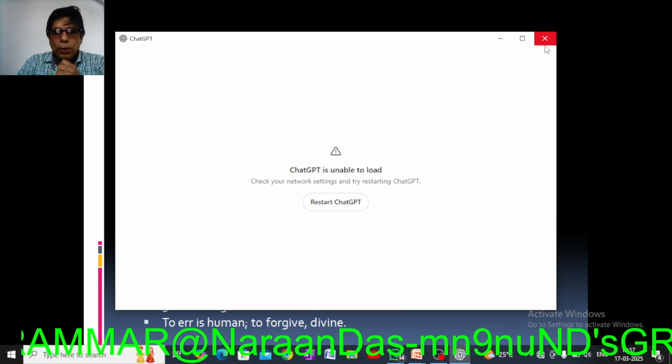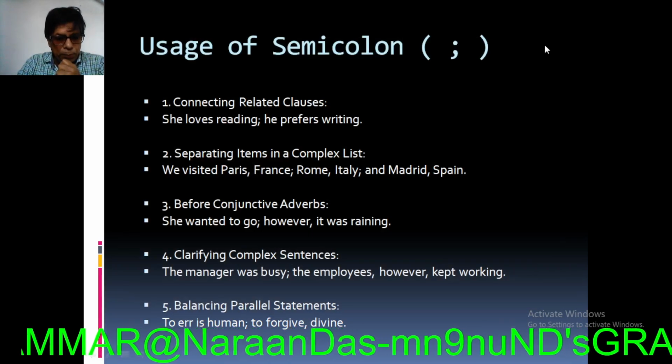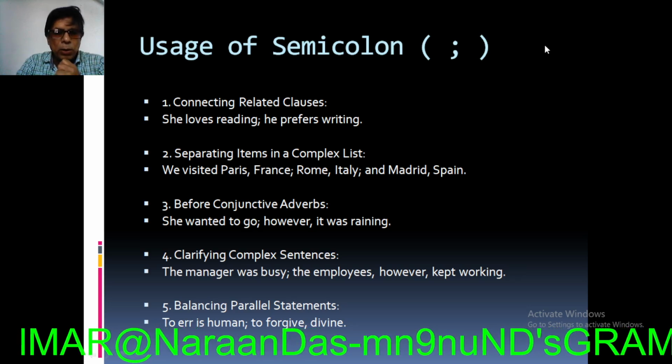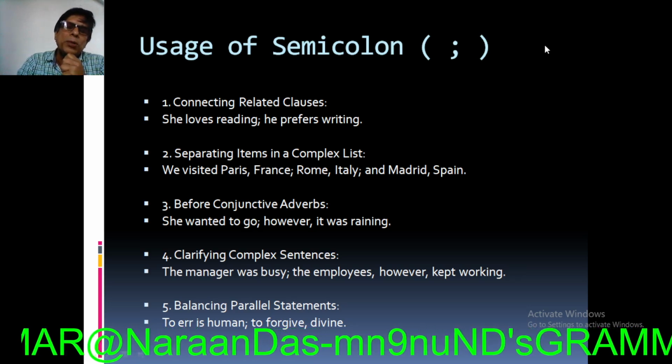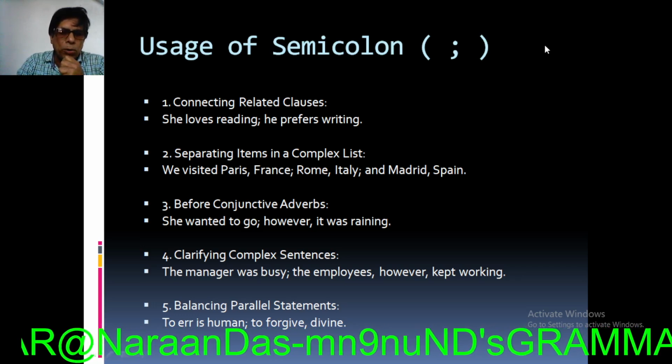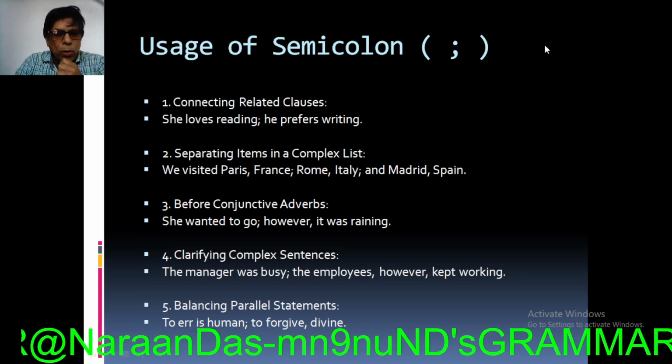So, these are the usages of the semicolon, and a semicolon gives a bit longer pause than a comma.